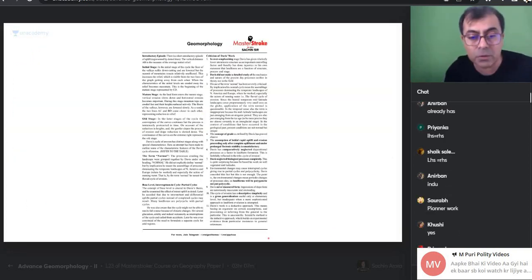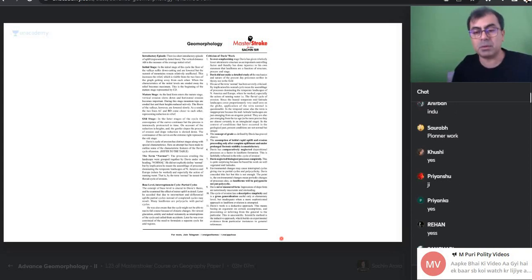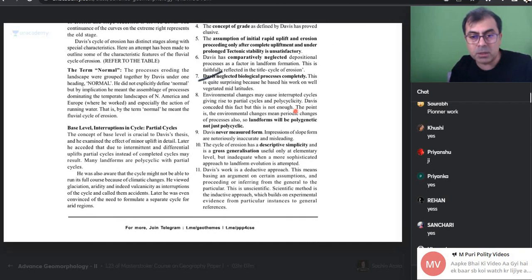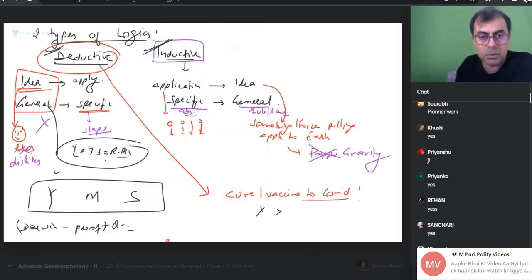So he's being criticized for the deductive approach. Is everyone okay? So he neglected the process, he did not do any measurement, his approach is very deductive, it is a gross generalization, it is very simple. This means based on argument, he had some assumptions, okay? Okay, last thing to explain to you.